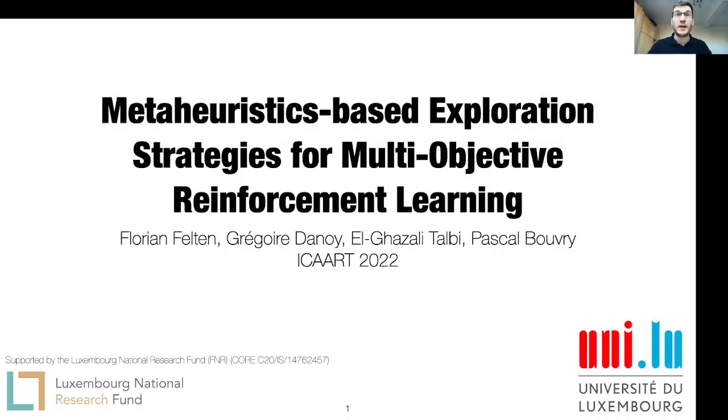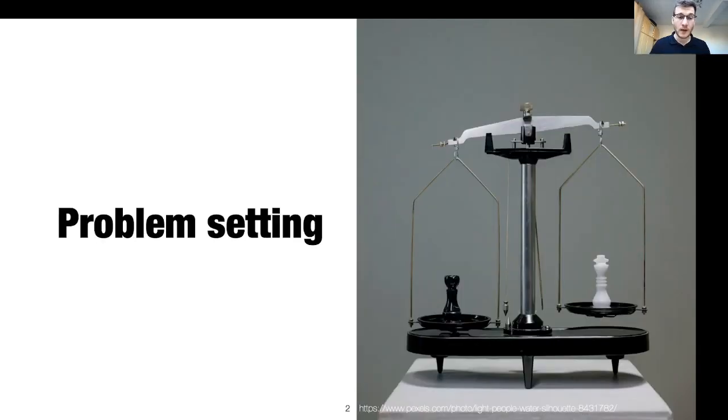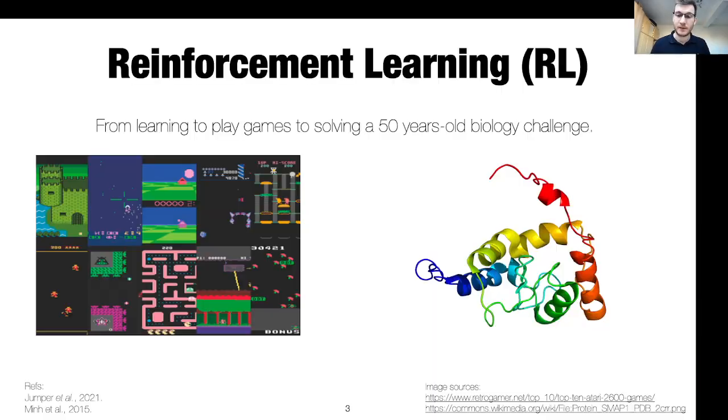Hello everyone, my name is Florian Felten and today I will present our paper called Metaheuristics-based Exploration Strategies for Multi-Objective Reinforcement Learning. This work was done with Grégoire Danois, El-Ghazali Talbi and Pascal Bouvry at the University of Luxembourg, and was supported by the Luxembourg National Research Fund. Let us start with defining the problem setting, the thing that we want to tackle today.